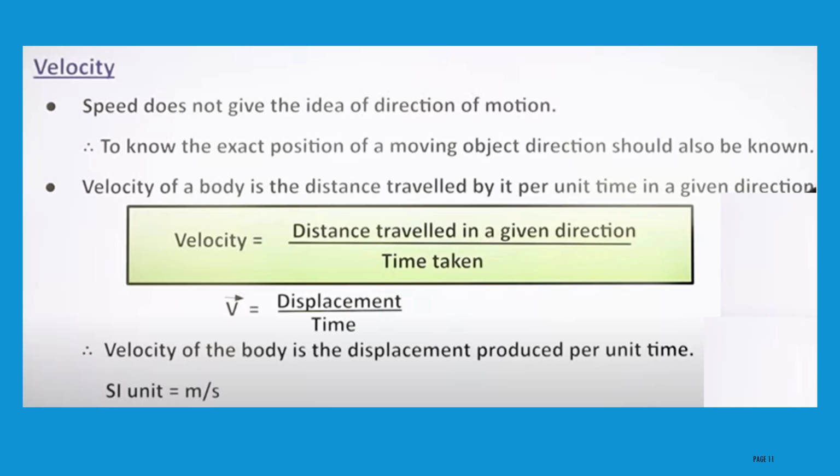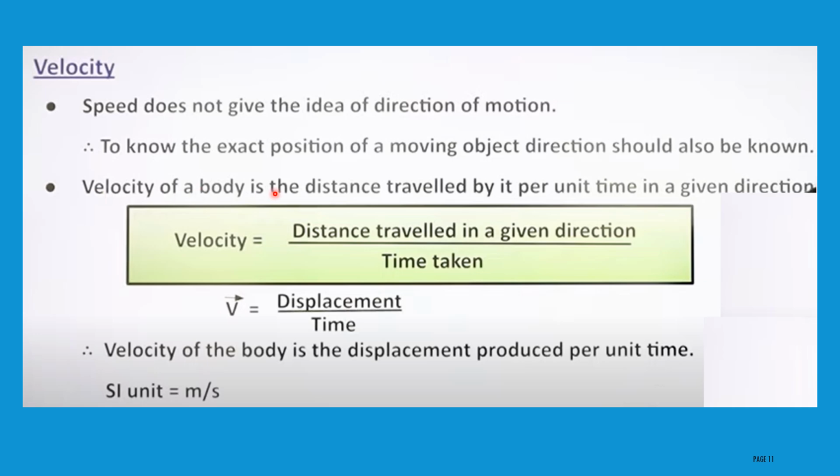Next one, velocity. Already you studied speed. Speed does not give the idea of direction of motion. It gives only the magnitude. To know the exact position of a moving object, the direction should also be known. To find that, we consider velocity.